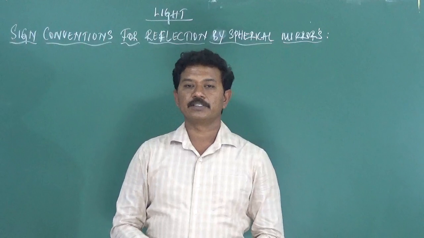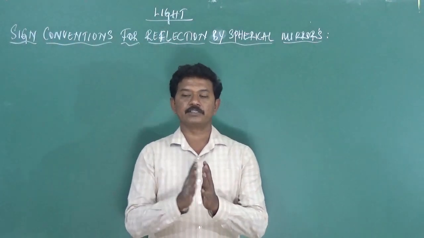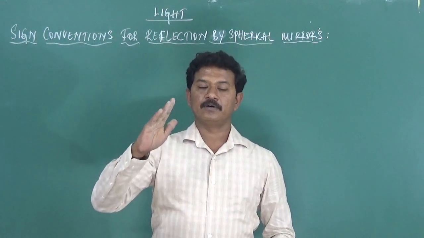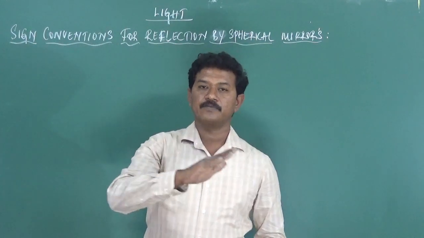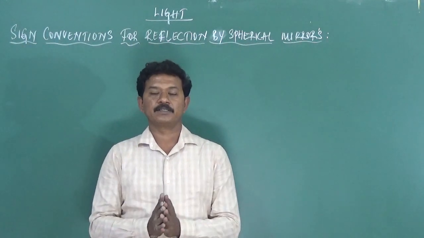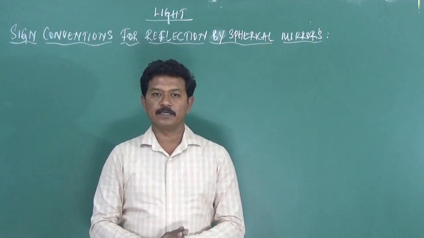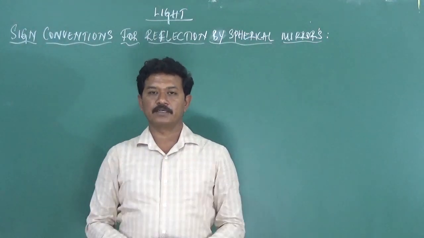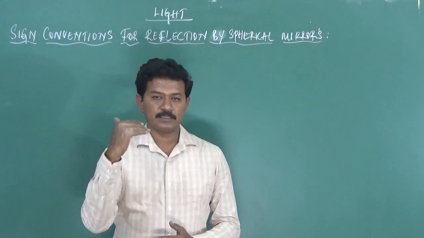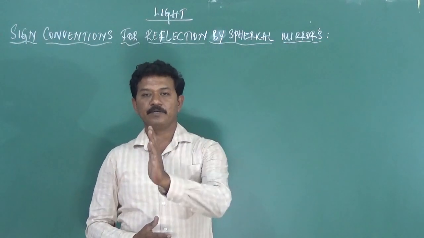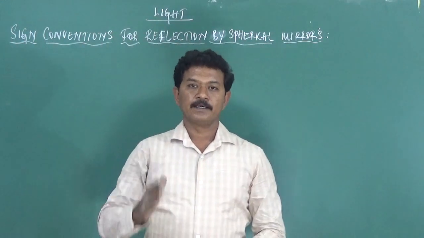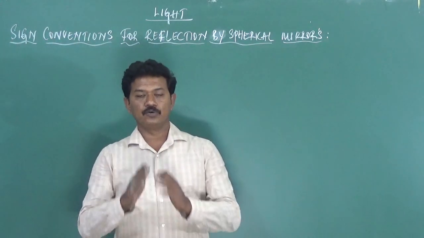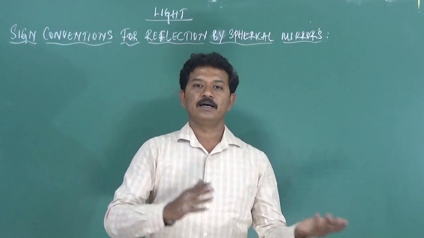Let us go with today's concept, that is the sign conventions. Very important: sign conventions for reflection by spherical mirrors. When light falls on spherical mirrors, whether a concave mirror or a convex mirror, the light is going to get reflected. Whenever incident light falls on a convex or concave mirror, it gets reflected and forms images. Those images are of two types, virtual images and real images.